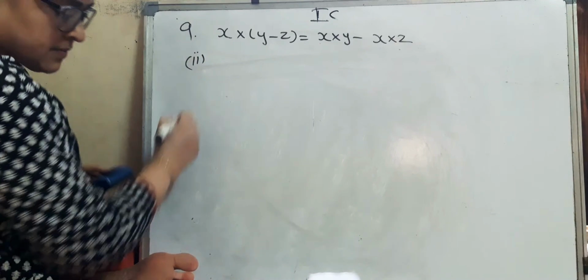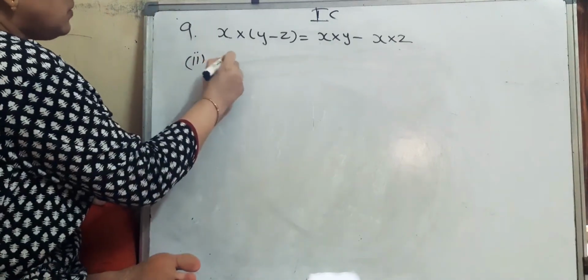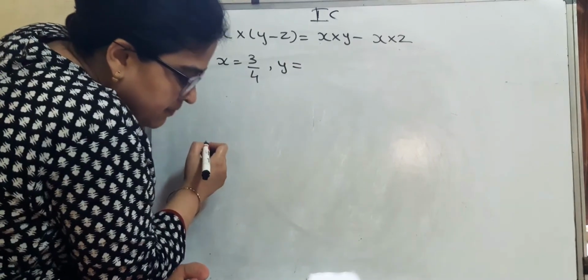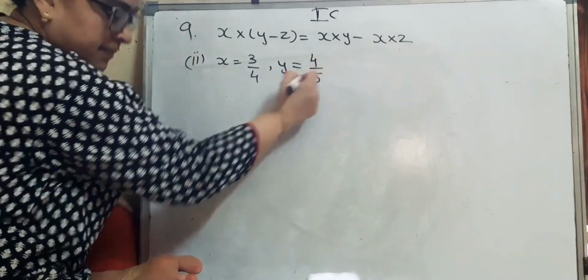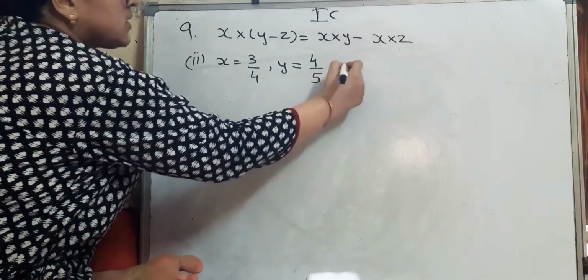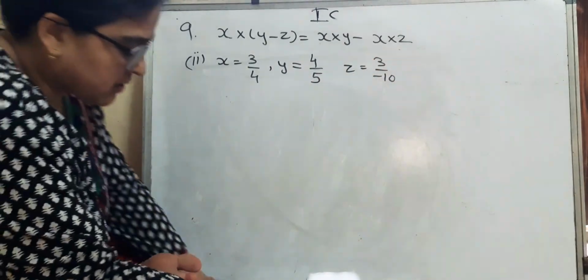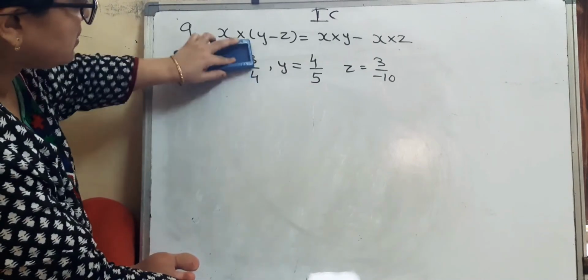Second question. Now x is equal to 3 upon 4, y is equal to 4 upon 5 and z is equal to 3 upon minus 10. So write down the question.